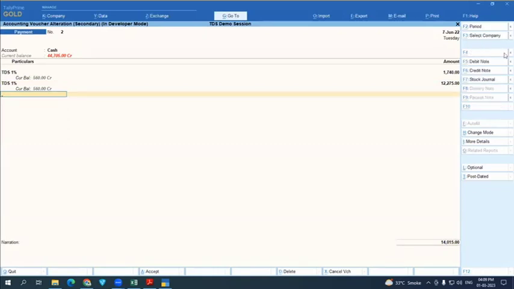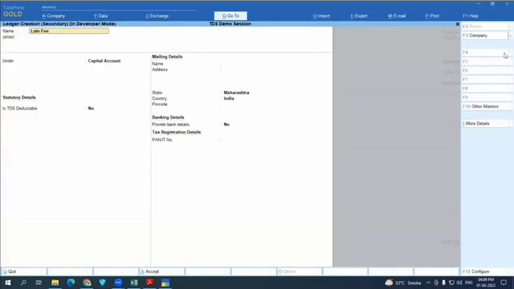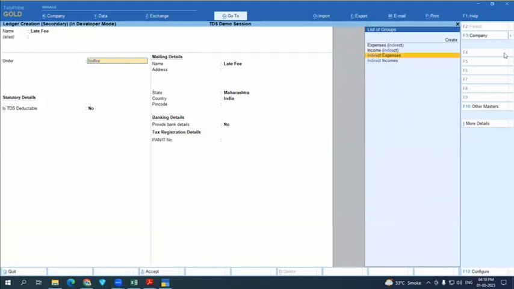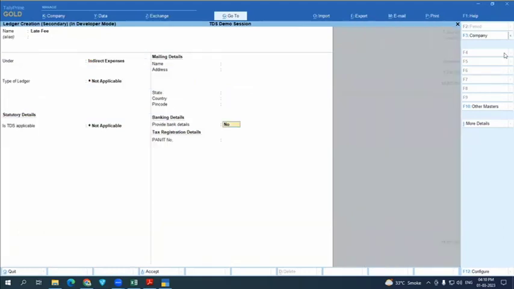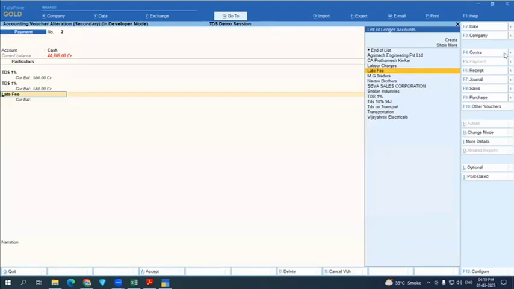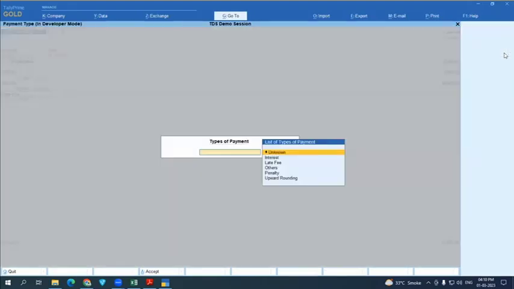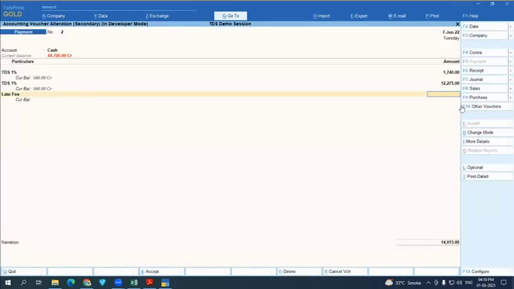Okay, so creating a late fee ledger. It is indirect expenditure. TDS is not applicable for that. Once you create a ledger, Tally asks if that payment is done, from the autofill concept. Then you can select interest, late fee, other penalty, whatever. Late fee is applicable for late return filing. Interest is applicable for payment after the due date. So I can take it here as interest, no problem.